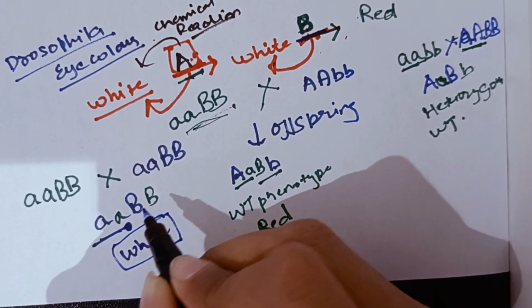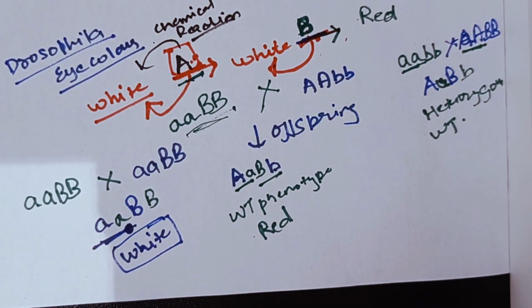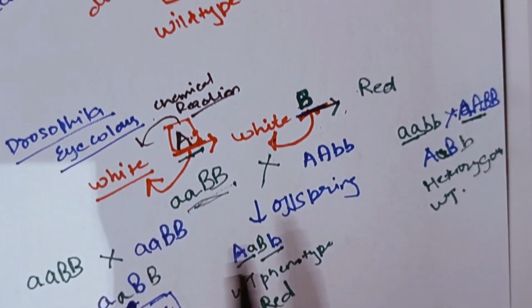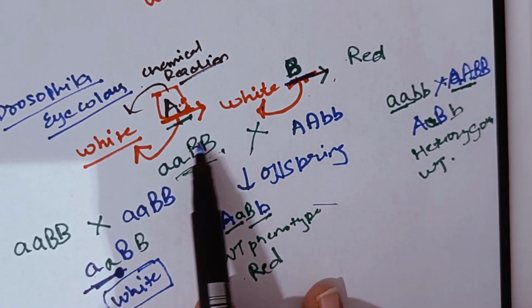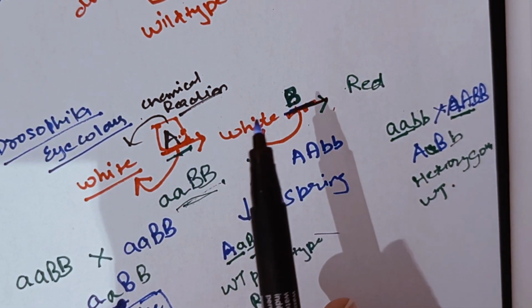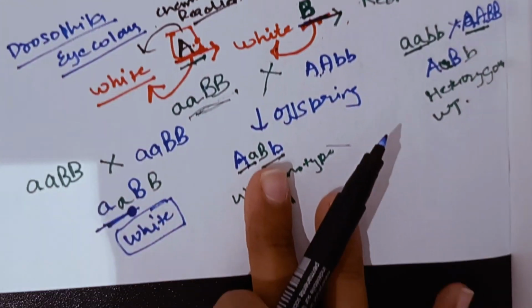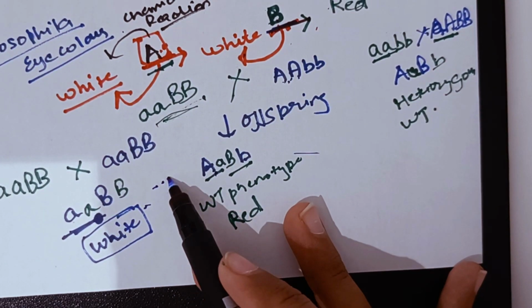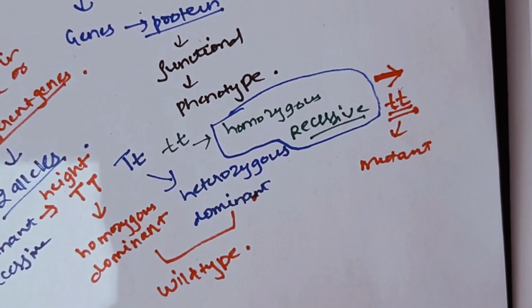So we can say that they are in the same gene and they are not complementing each other, because if they were complementing each other, they would be in different genes, and one allele would be enough to show the expression. But by this we can say that they are in the same gene and they are not complementing each other to produce the wild type phenotype.